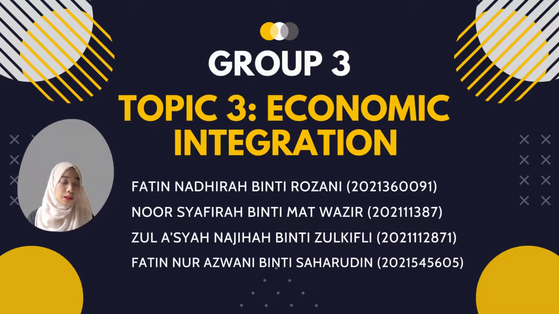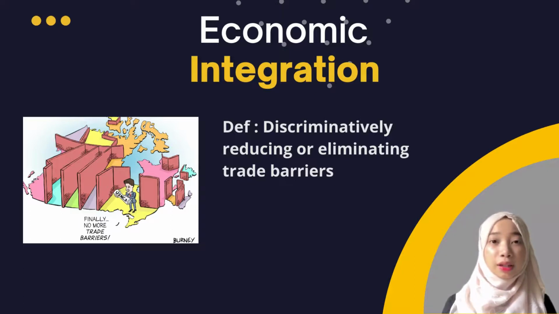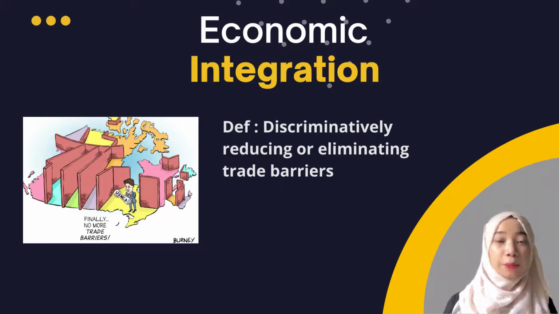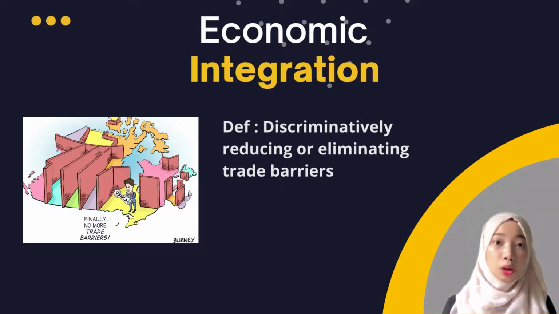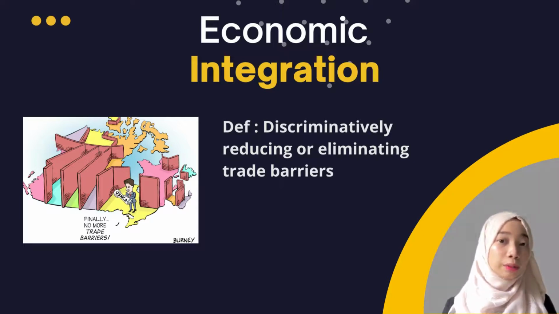We are going to present chapter 7, which is economic integration. In this chapter, we will look at economic integration in general and customs unions. The concept of economic integration refers to the commercial policy of discriminatively reducing or eliminating trade barriers only among the nations joining together. So, if we join with a nation, we do economic integration with that nation. We will try to remove the trade barriers.